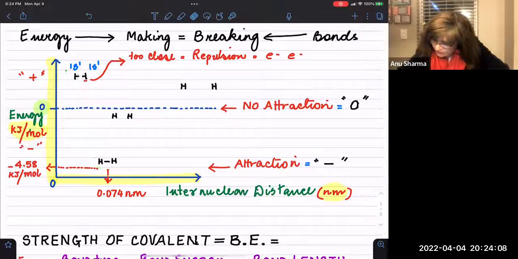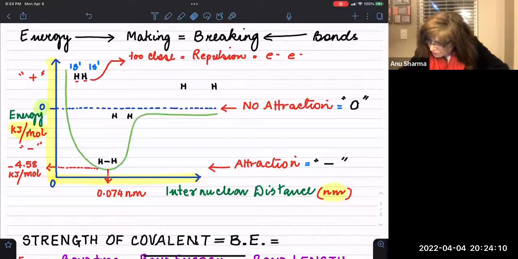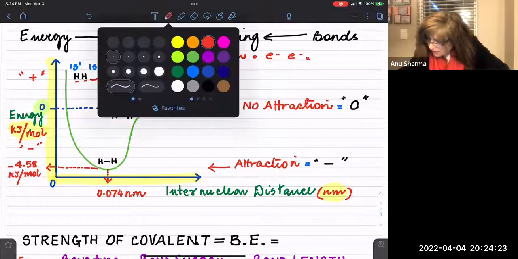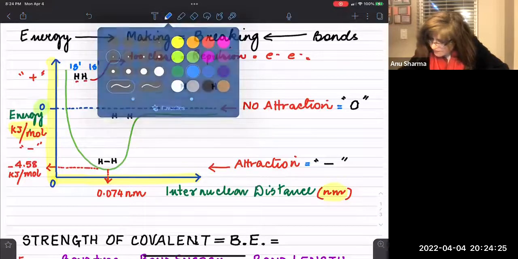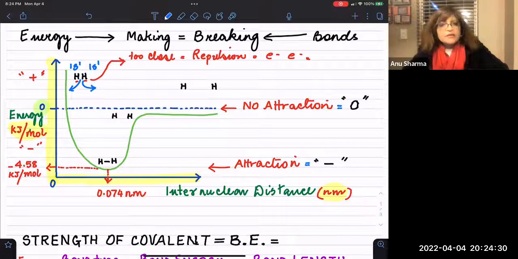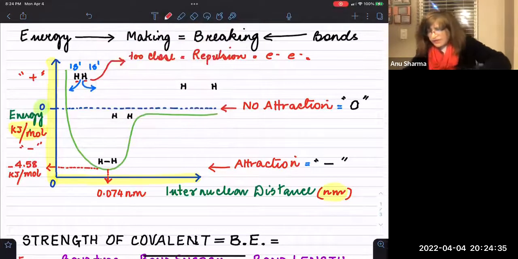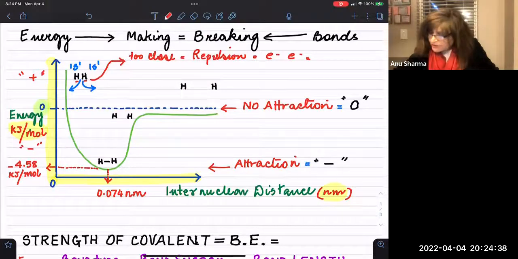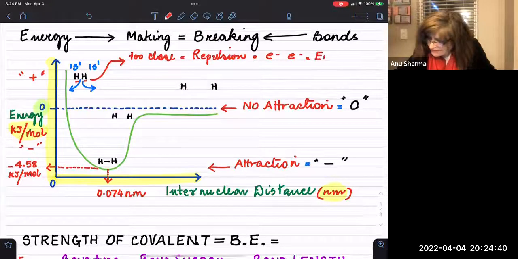The moment they come close, if they are too close, then they move apart. If they are too close, then they cannot bond. They will be like hitting each other, and they part ways. And that means it's positive, that means too much energy. Very high energy in this state.